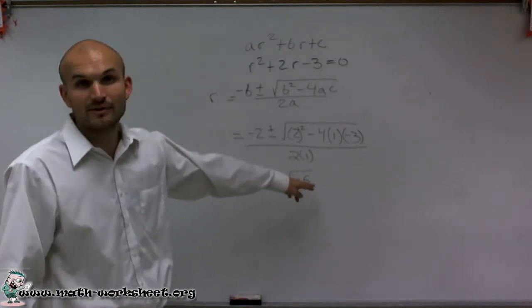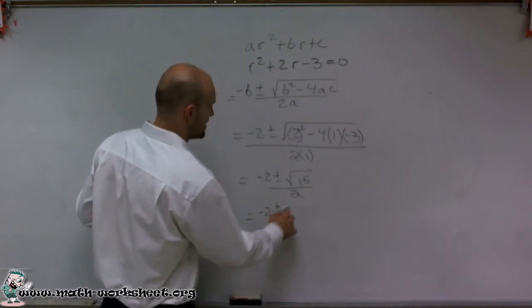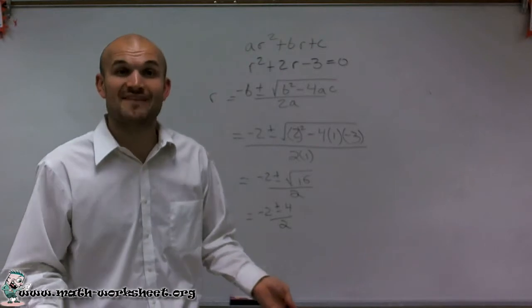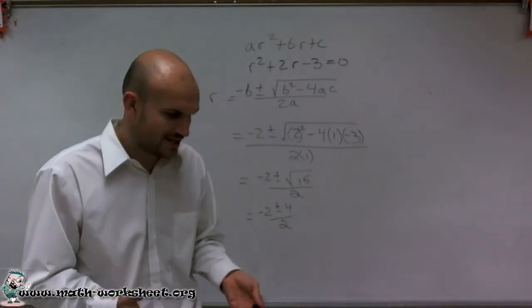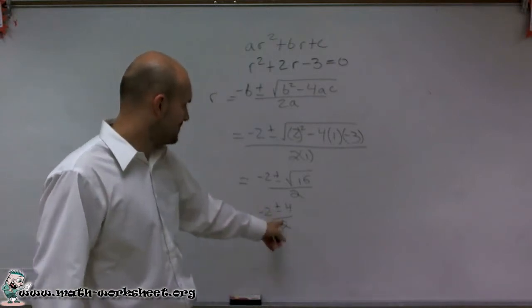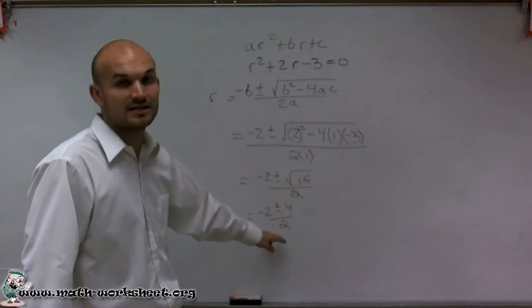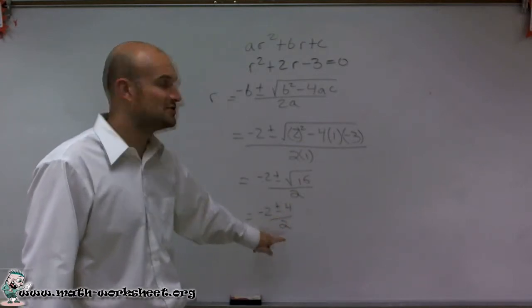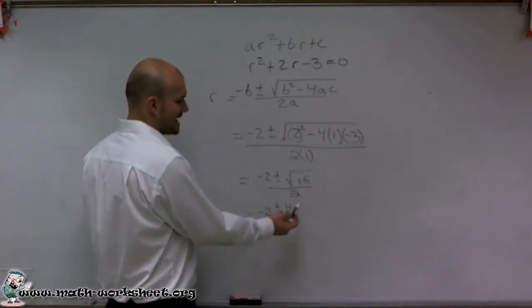I can evaluate the square root of 16, which is 4. So I have negative 2 plus or minus 4, divided by 2. Now I'm just going to evaluate this plain and simple. You can do this a couple of different ways. Remember, all of this is being divided by 2, so you can first add and then divide by 2, or subtract and then divide by 2, or you can divide the 2 into both of those terms and then add and subtract. But I always like to just add on top and then divide by 2.